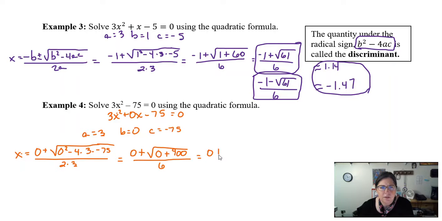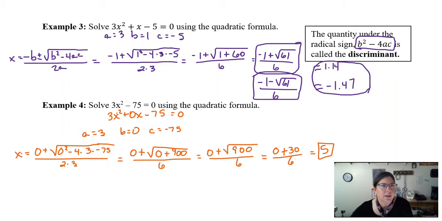Still have a 0. 0 plus 900 is 900. Now, square root of 900, I think, is a nice number. Yep, it's 30. So 0 plus 30 divided by 6. 0 plus 30 is 30. 30 divided by 6 is 5. So one of my answers is 5.